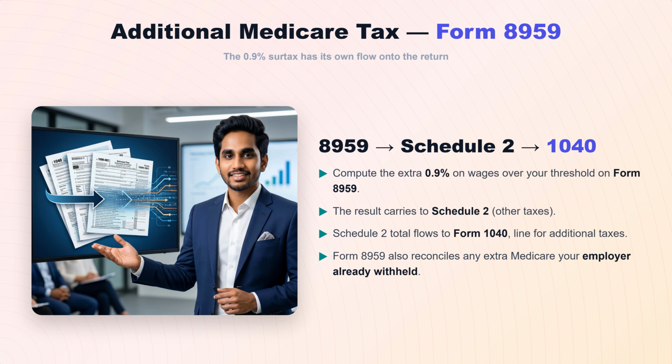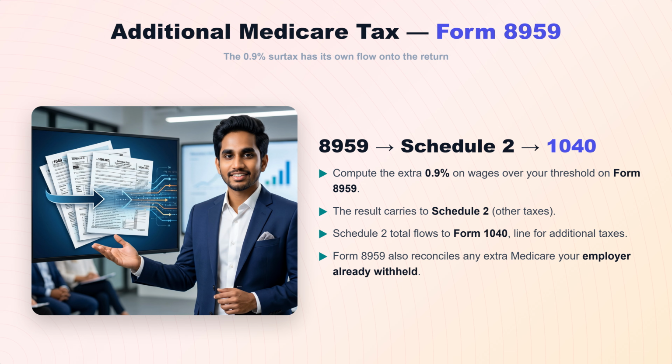Now the additional Medicare tax flow on Form 8959. You compute the extra 0.9% on the wages over your threshold on Form 8959. That result carries to Schedule 2, the additional taxes schedule.